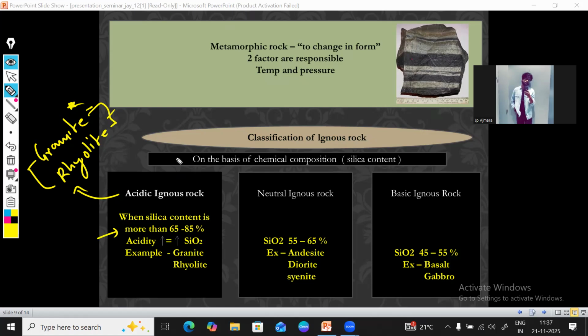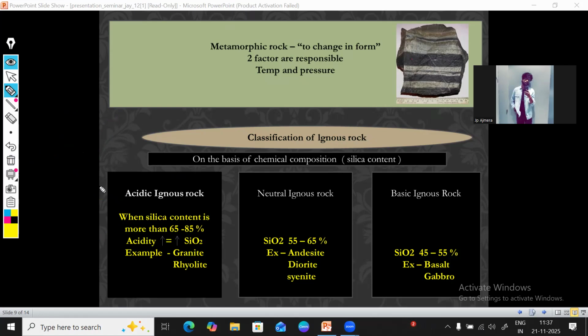All right, let's move to the next one. I hope acidic igneous rock is complete. What is the definition? 65 to 85% SiO2 or silica content goes to the acidic igneous rock, and the two examples are most important. Granite and rhyolite are the examples of acidic igneous rock. All right. Let's move to the next one.